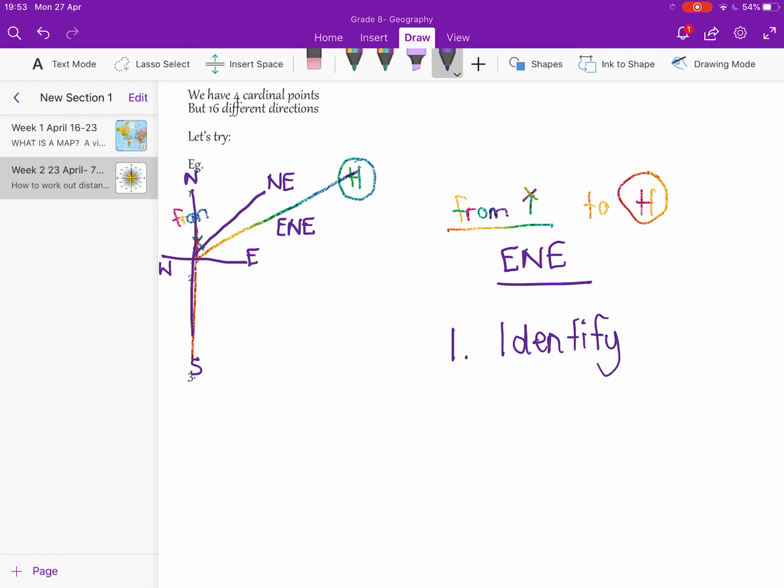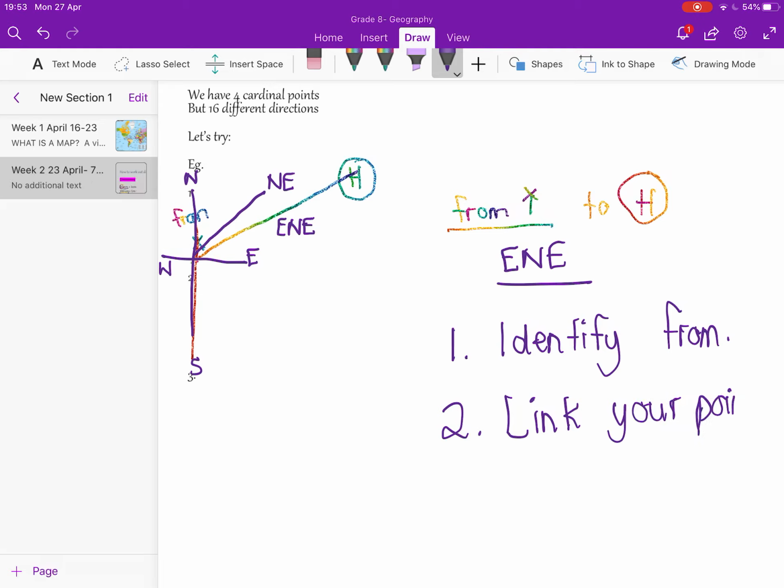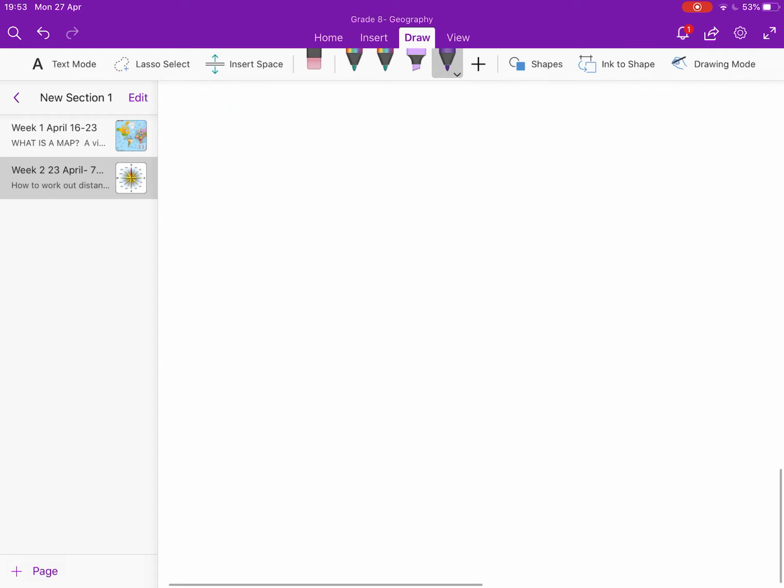Okay, so first step, identify the from point. Identify the from point, guys. Then our second step is link the 2 places. Link your 2 points. Okay, and then draw in your compass to work out an accurate direction. Okay, and there's a few more examples that you can try on the notes as well. So let's do one more.